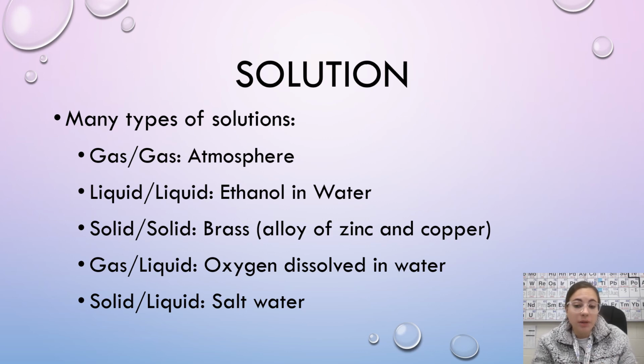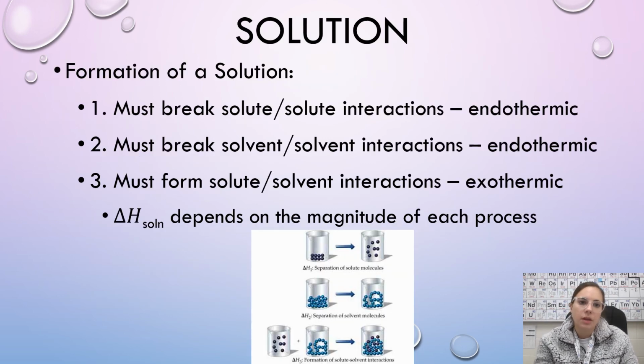A solid can be dissolved. The word sounds weird in this context, but a solid can be dissolved in a solid, so an alloy. Brass, for example, is a mixture of zinc and copper. A gas can be dissolved in a liquid, like dissolved oxygen. All the fishies and aquatic species are very thankful for dissolved oxygen, and carbon dioxide in your soda. And then, of course, a solid in a liquid, which is the common one we think of when we think of a solution.